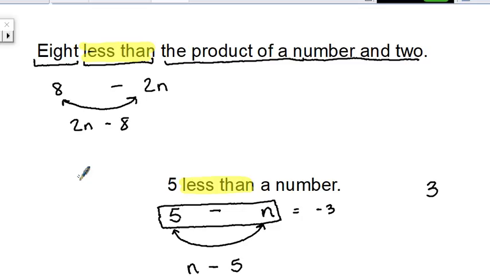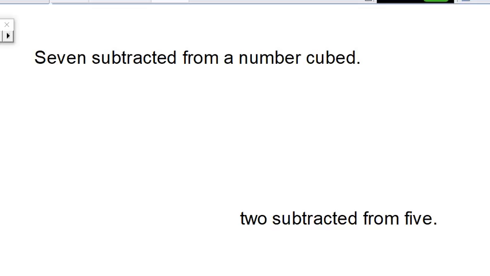Now there's actually another one that's kind of like this that I wanted to talk to you about, and it's right here. The sentence 7 subtracted from a number cubed. Well, I actually have a more simple one here I'd like to talk about first, and then we'll come back up to this one. We have the sentence 2 subtracted from 5. Well, if you try to translate it exactly as it's read, 2 subtracted from 5. That says 2 minus 5. And 2 minus 5 equals a negative 3. Well, think about it for a second. If you subtract 2 from 5, do you get negative 3?